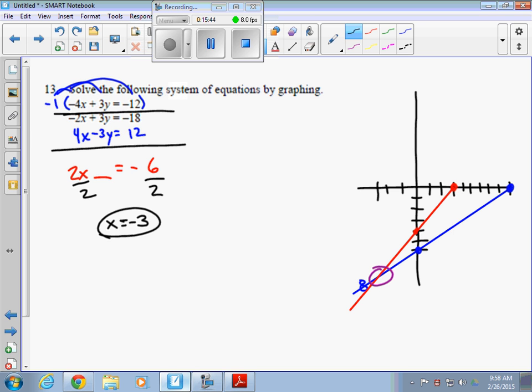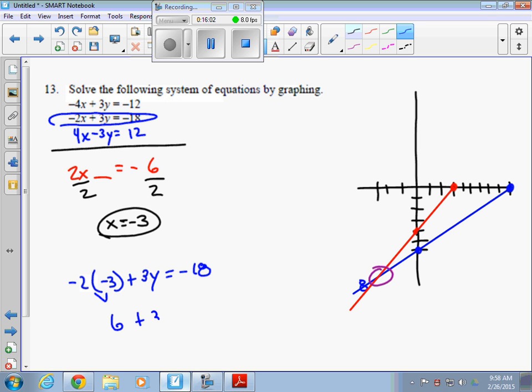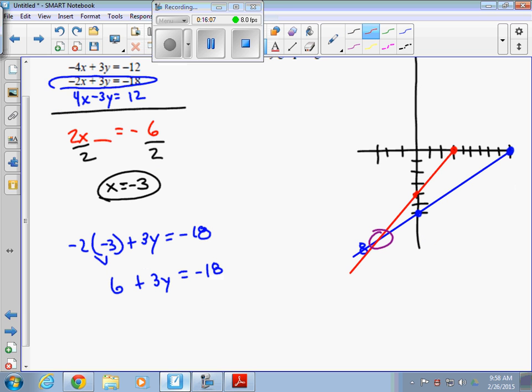In order to find what the y is, you plug that back into one of the equations at the beginning. So the second equation looks like it might be slightly easier. Negative 2 times x is negative 2 times negative 3 plus 3y equals negative 18. Negative times a negative we know is a positive 6 plus 3y is equal to negative 18. When you subtract 6 on both sides, you get 3y equals negative 24. When you divide by 3 on both sides, y equals negative 8. So x comma y is negative 3, negative 8.